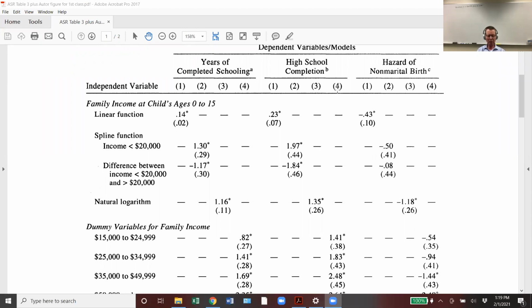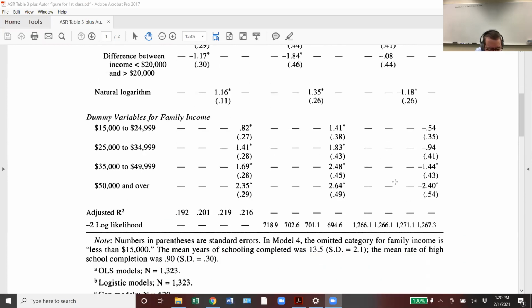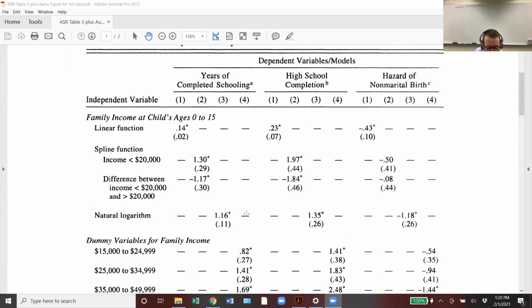So years of completed schooling was a nice, fairly continuous variable. Suppose that your particular interest was in high school completion, right? So whether you finished 12 or more years of schooling. And that's a 1-0 variable. Either you did or you didn't. So it ends up being treated differently. And when we did this article, we used a logistic regression model, which is what we'll talk about today.